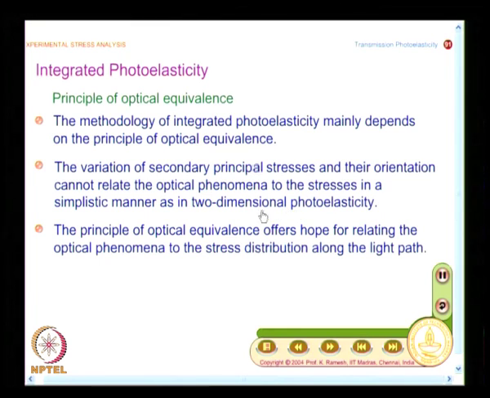Suppose I want to see the model as a whole, the principle of optical equivalence offers a hope. So, here I need to determine the stress distribution along the light path. You are not looking at stress components on a particular plane, but stress components variation along the light path. So, essentially it is a tensorial tomography.